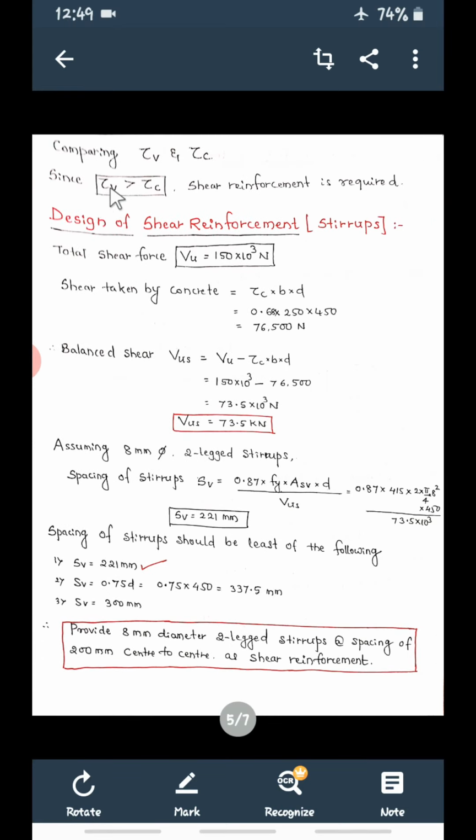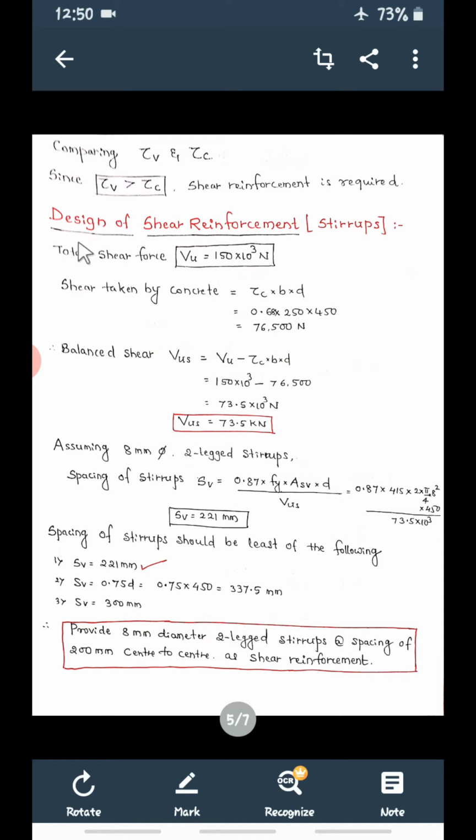Now what you can say is that tau v is greater than tau c. Always you have to compare tau v with tau c. Now if tau v, that is the nominal shear stress, is more than tau c, shear reinforcement is required. Okay, this is important. If tau v is greater than tau c, shear reinforcement is required. If tau v is less than tau c, nominal minimum shear reinforcement will be provided, but in any condition shear reinforcement has to be provided. But if tau v is greater than tau c, we have to design the shear reinforcement.